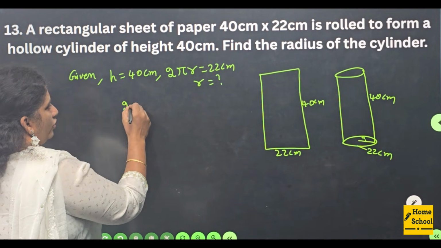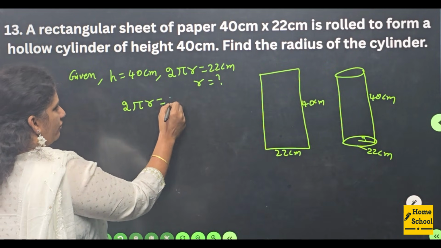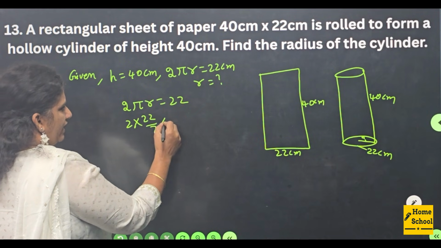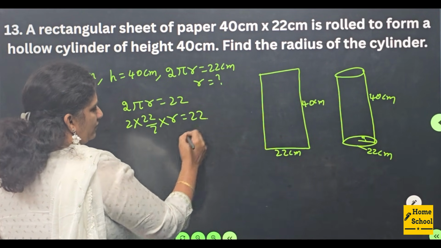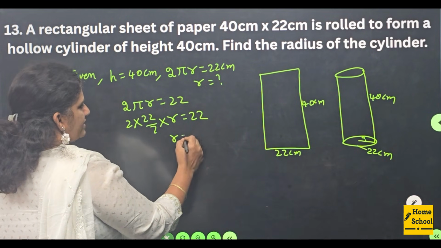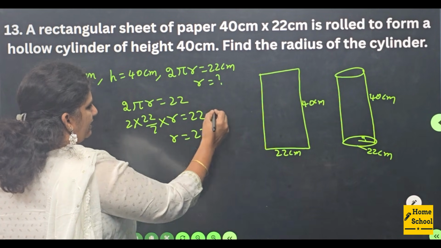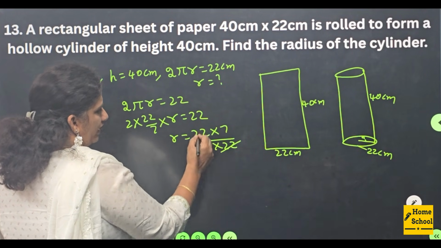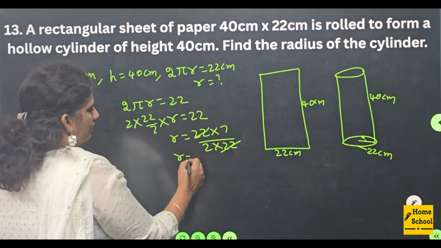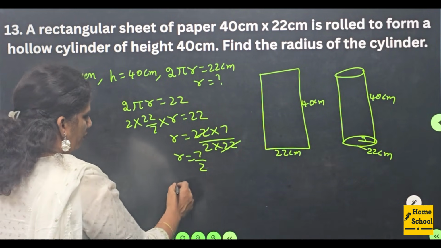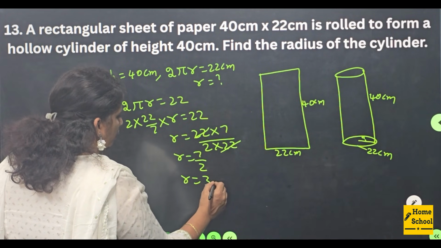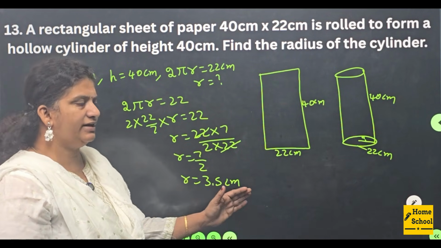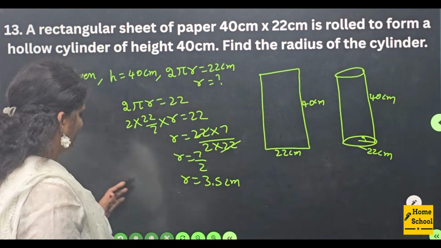We know 2 pi r is equal to 22, means 2 into pi value, let us take 22 by 7, into r is equal to 22. r is equal to 22 into, send the 7 to the numerator and these two to the denominator, 2 into 22. 22 cancel. r is equal to 7 by 2. That is, r is equal to 3.5 centimeters. Radius of the cylinder is 3.5 centimeters.